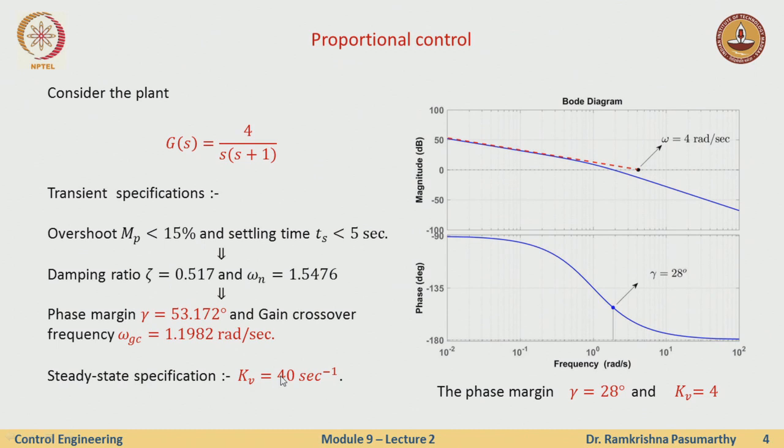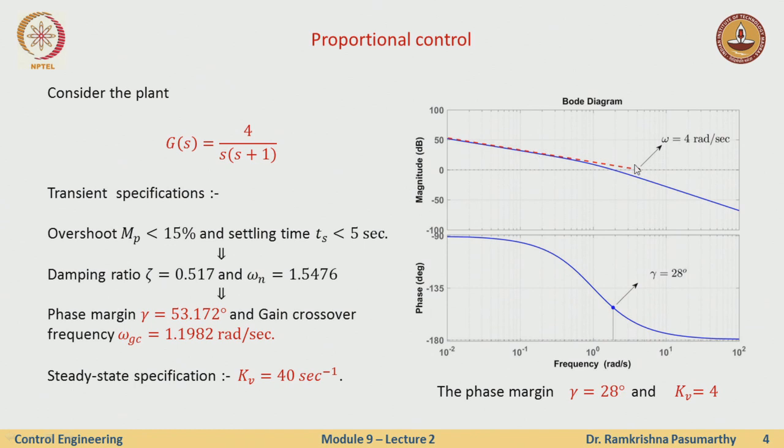Okay. Now, just look at the open loop Bode plot. The open loop plot tells me that my phase margin is 28 degrees, and I know how to find the velocity error constant from the Bode plot. I just extend this line and find the frequency at which it intersects the 0 dB line, and that frequency is actually my Kv. This is what we did when we were discussing how to find error constants just by looking at the Bode plot.